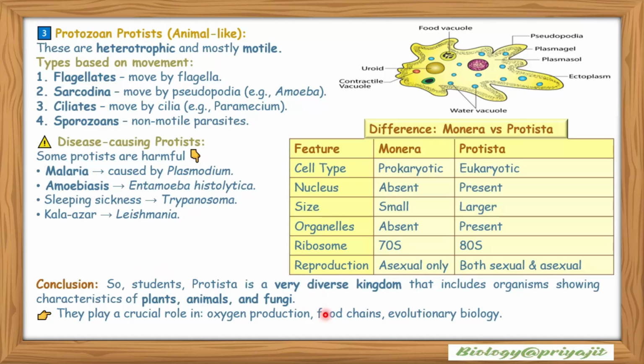So my dear students, Protista is basically a very diverse group that includes organisms showing characteristics of plants, animals, and fungi. They play a crucial role in oxygen production, food chains, and evolutionary biology.